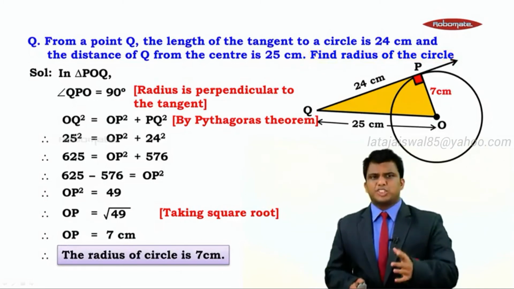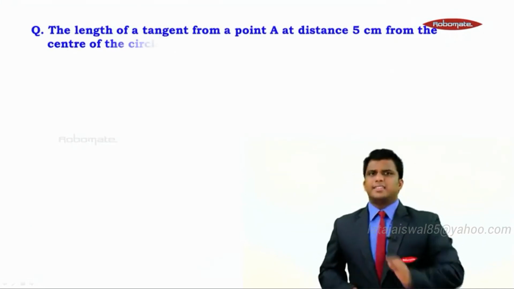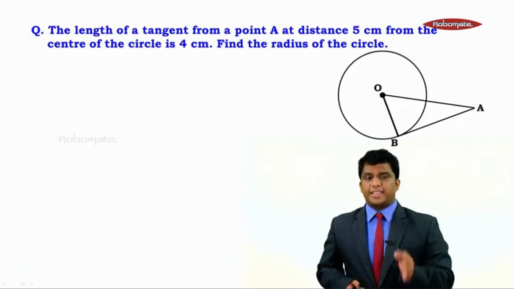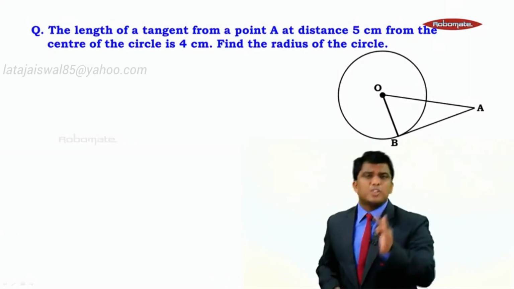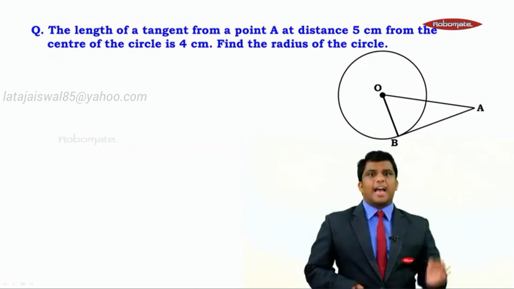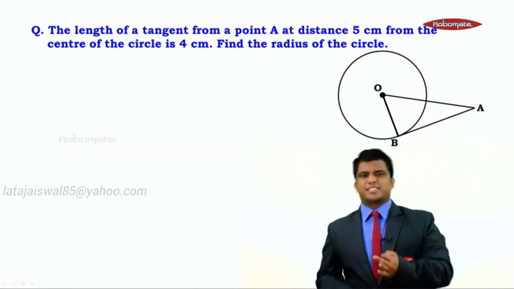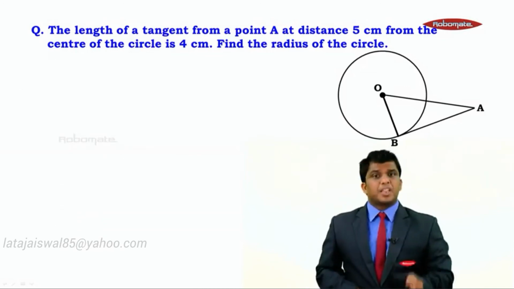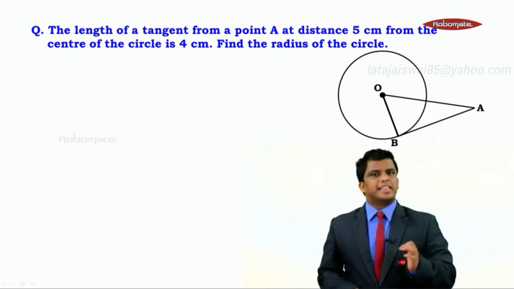Let's take one more question on the same lines. Again, this sum is supported with a figure. And the question goes in the following way. The length of a tangent from point A at a distance 5 centimeter from the center of the circle is 4 centimeter. Find the radius of the circle.